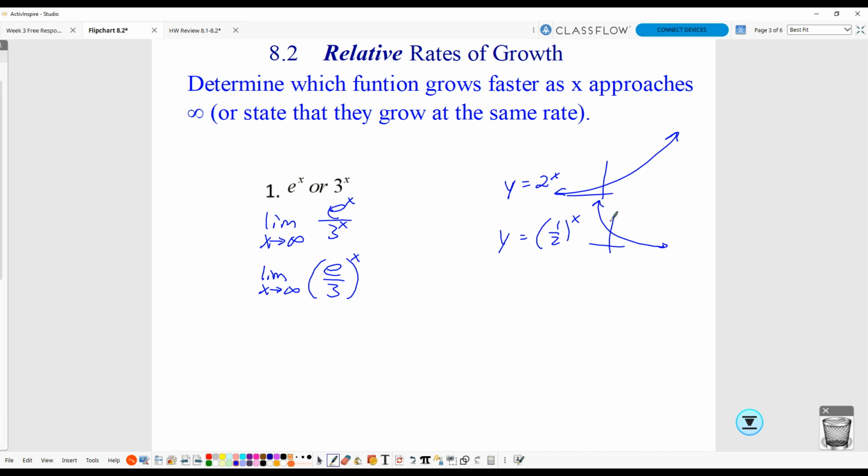Anyway, so right here, this goes to 0 because it was exponential decay. Why was it decay? Because e over 3 is less than 1. So is it top heavy, bottom heavy, or equal? Bottom heavy, which means 3 to the x grows faster. And the n to the n people would have been hard to do with this one because it's e to the x and 3 to the x.